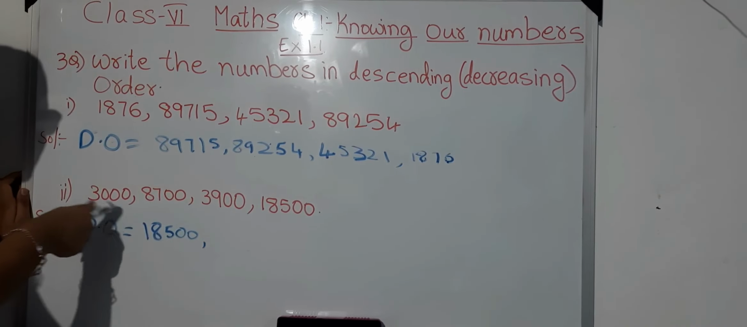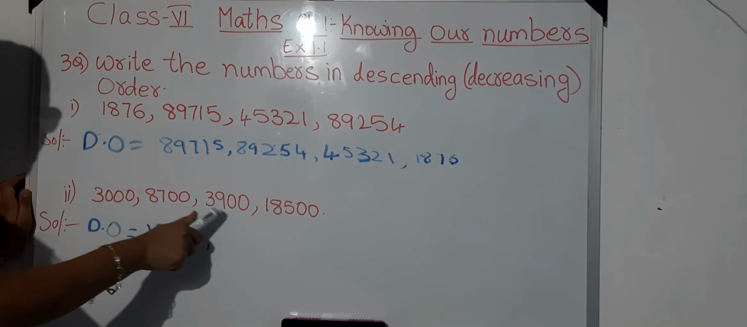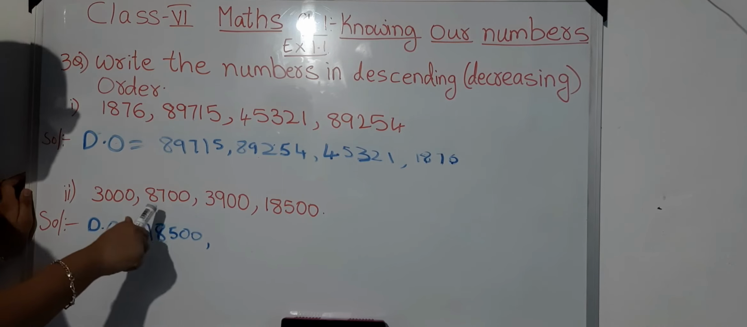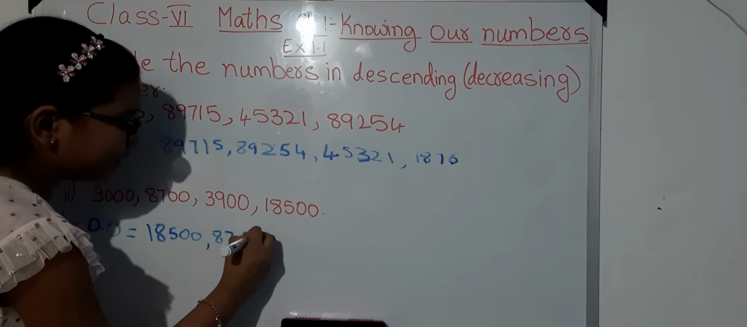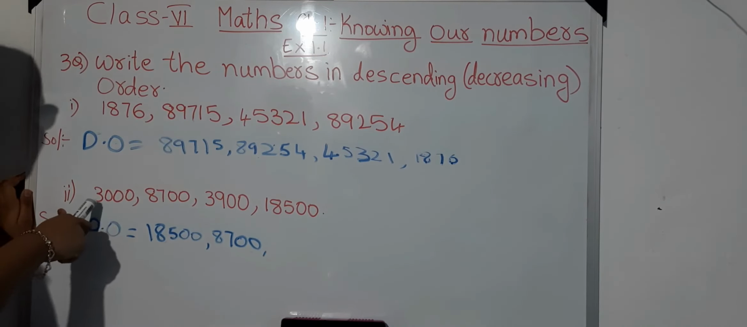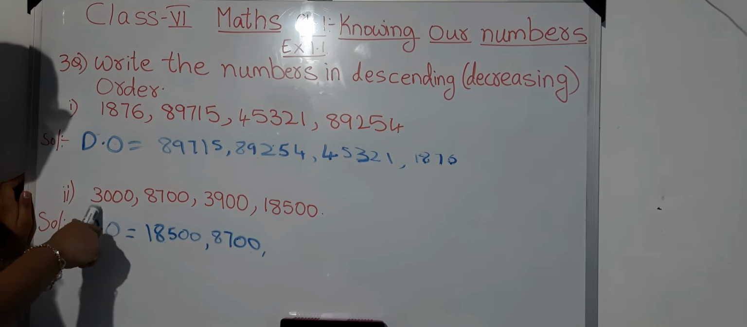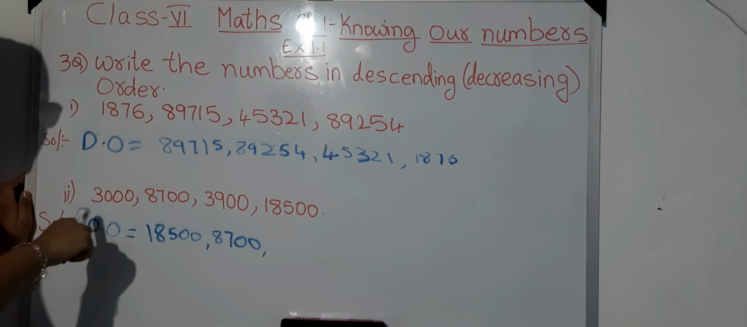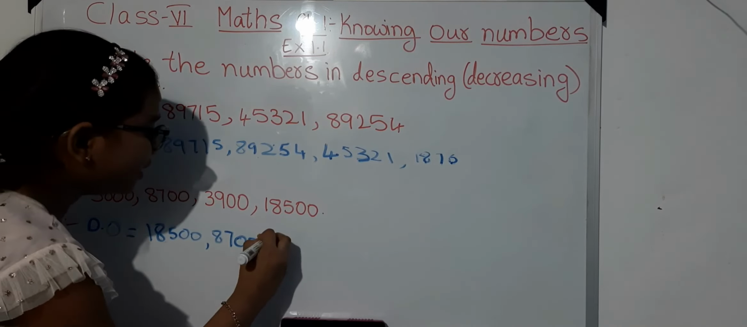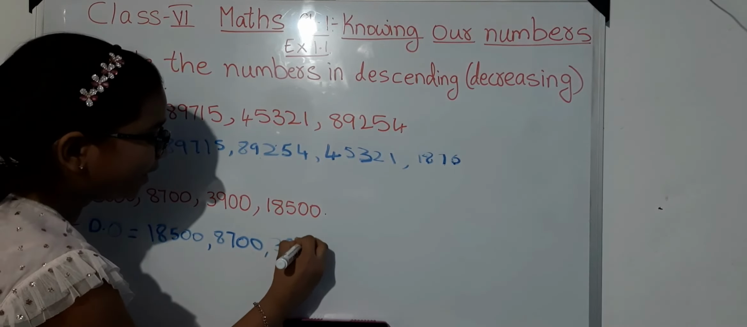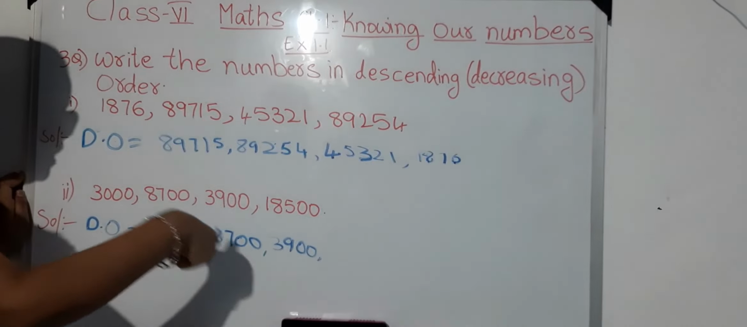Then here all 4-digit numbers are there. So we have to see the first digit, which is 3, 8 and 3. In this, 8 is the greatest. So here we write 8,700. Then here a 4-digit number is there and here also a 4-digit number is there. Here the first digit is 3 and 3. So we have to go to another digit, which is 0 and 9. In this, 9 is the greatest. So we write here 3,900. Then the remaining is 3,000. So here we write 3,000.